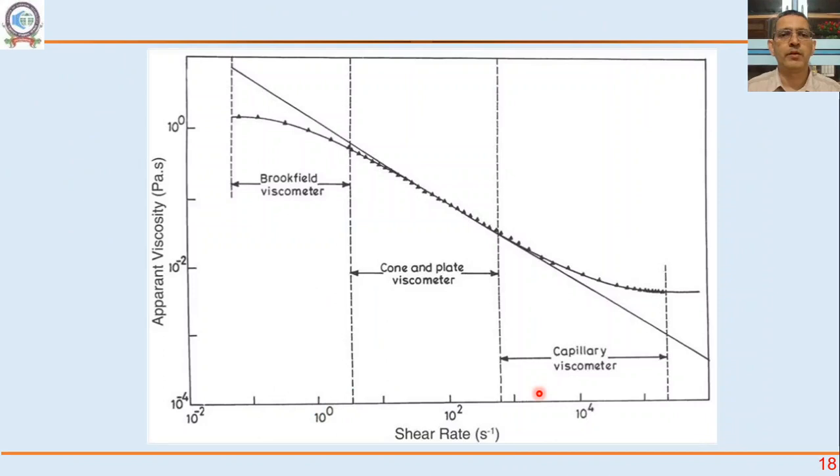Okay. So if you plot apparent viscosity against shear rate, this is the typical behavior. So this is like a Cross model. You see, this is like a zero shear viscosity.